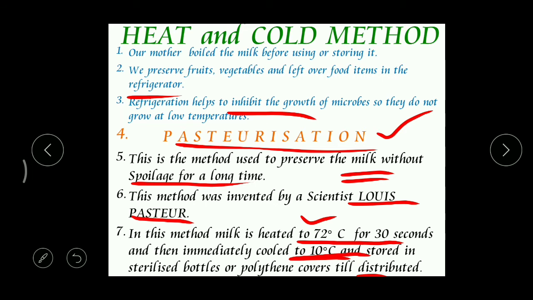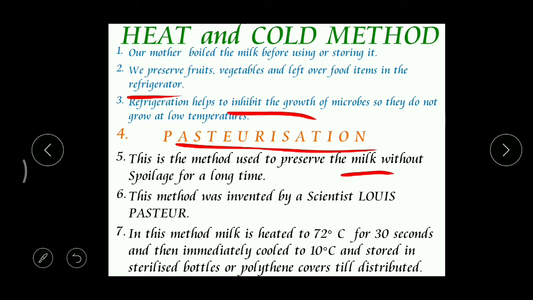So here these temperatures are very important. To what temperature is the milk heated? That is 72 degrees centigrade. For how much time? For 30 seconds, and then suddenly the temperature is reduced to 10 degrees centigrade. And who invented this method? Louis Pasteur. Got it? Okay.